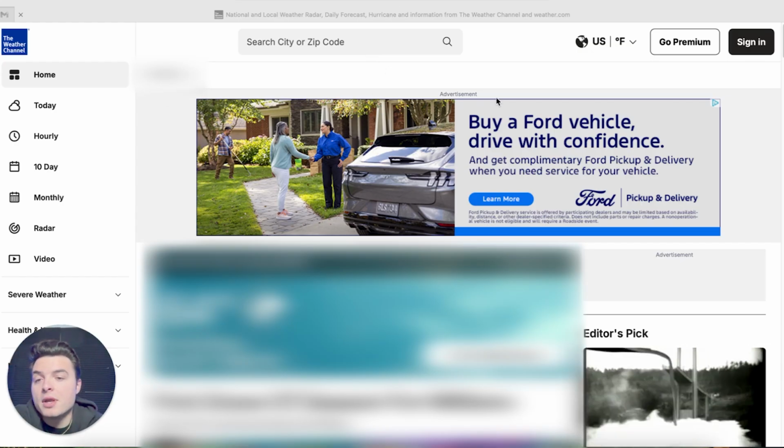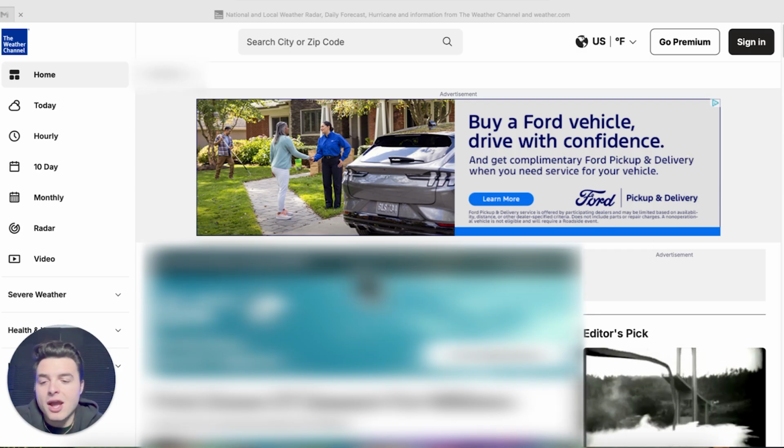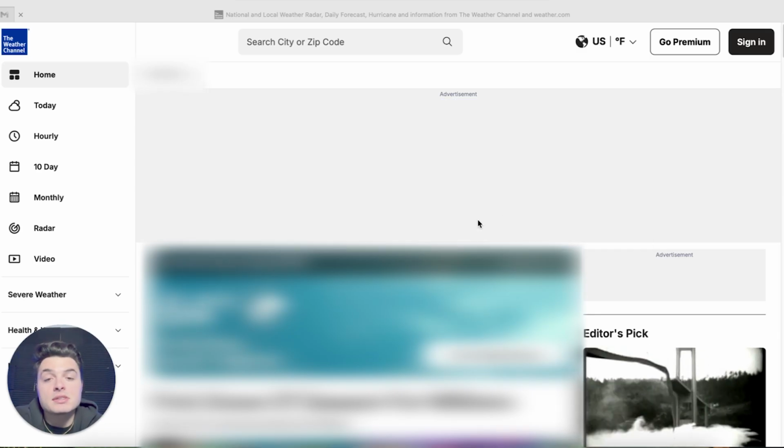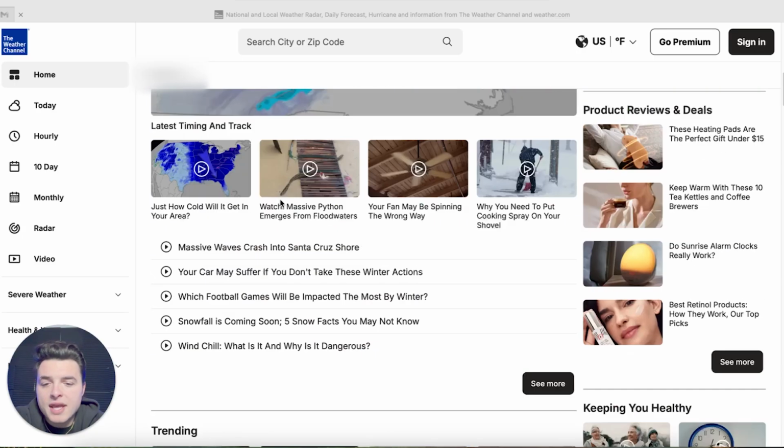So you go to weather.com. As you can see here, basic weather stuff. I have it blurred out because I don't need you guys having the drop on me because I don't need that. You're scrolling down, you're seeing basic weather.